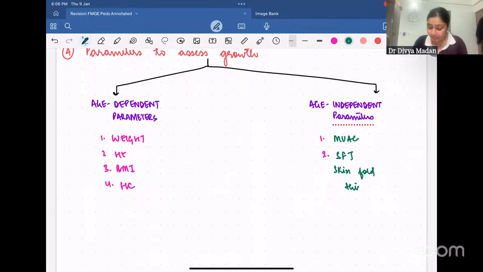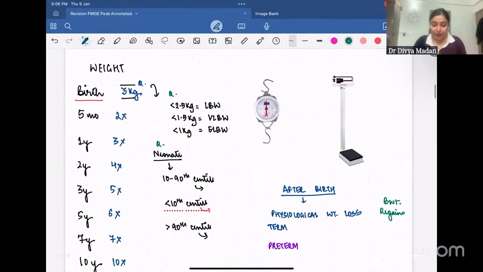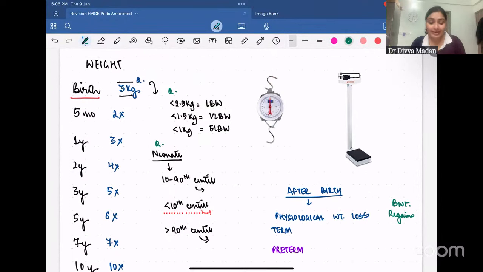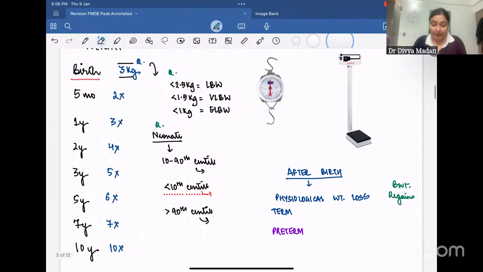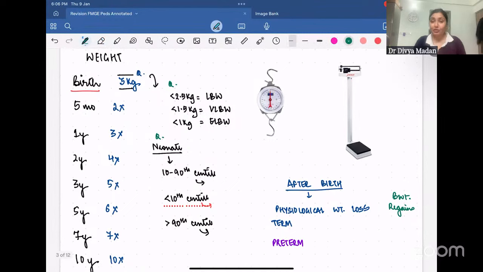So now moving on to the trends, how the weight is increasing with time, how the length is going to increase with time, right? We all know that at birth, what is the average weight of a child on birth? It's 3 kgs, right? And if the weight is less than 2.5 kg, we label it as a low birth weight child. If the weight is less than 1.5 kg, it is very low birth weight child. If it is less than 1 kg, it is extremely low birth weight child.